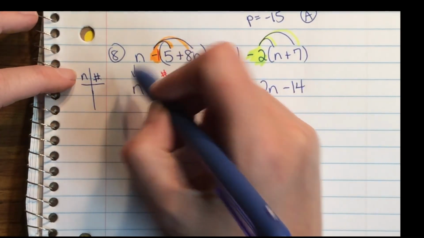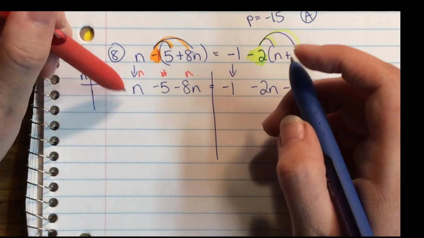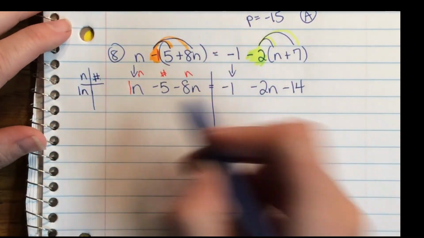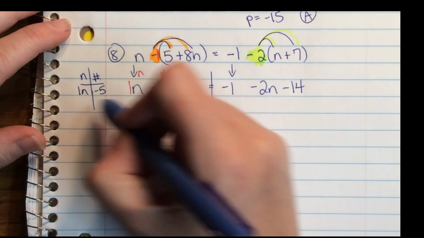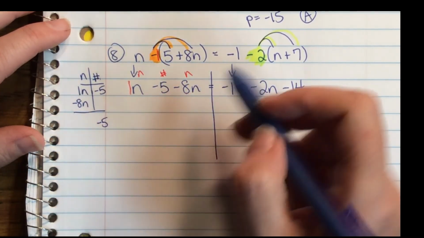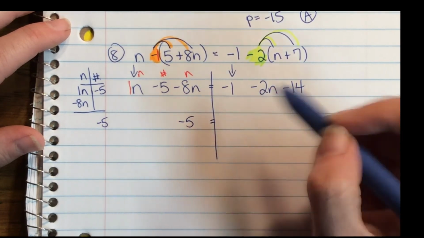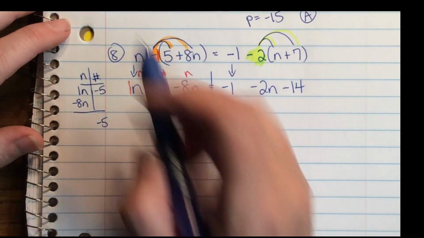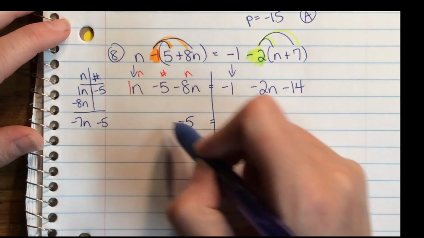So this is really a 1n. So I have 1n and a -5 and a -8n. Of course, the -5 is not going to change because we don't have anything to add with it. But the n's will change. +1 and -8 is -7.